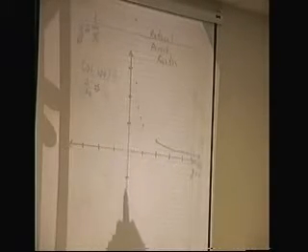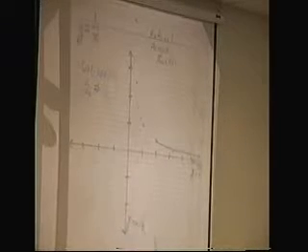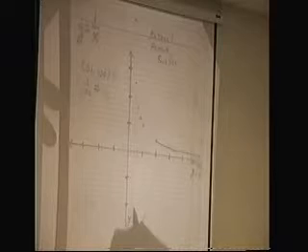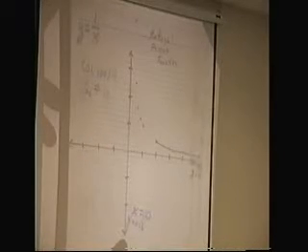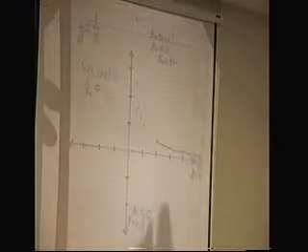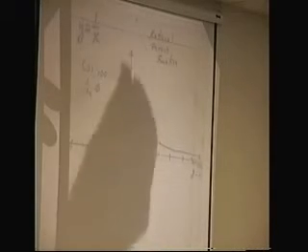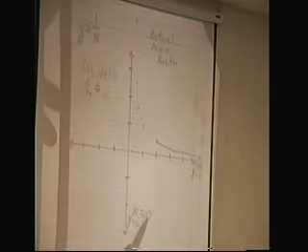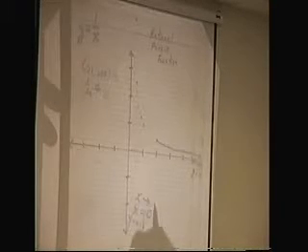This line is called the y-axis. What's its equation? The y-axis, its equation is x equals 0. As x gets very, very small, y gets very large. As x gets close to 0, we say as x approaches 0.